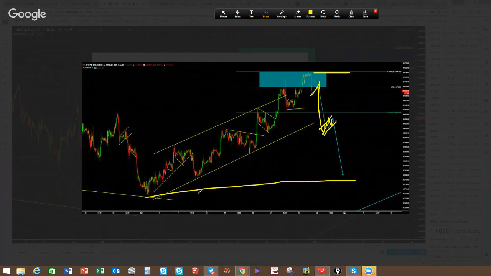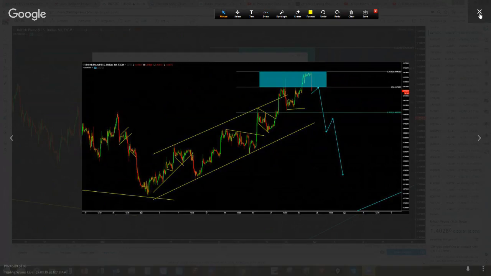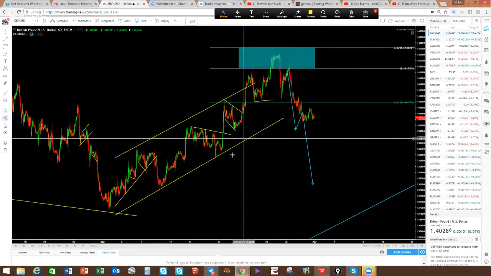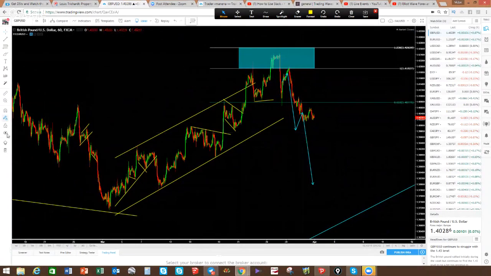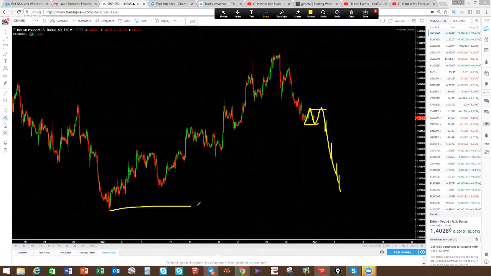So let's go back to it. Let's close that. This is the chart in our premium group. Let's take this off. There's the blue box. I'm going to switch everything off now and show you what we're going to be looking for. We're going to be looking for a corrective structure here. Whether it's going to be deeper, we don't know at this stage, but we're going to look for corrective structure for continuation to this level.